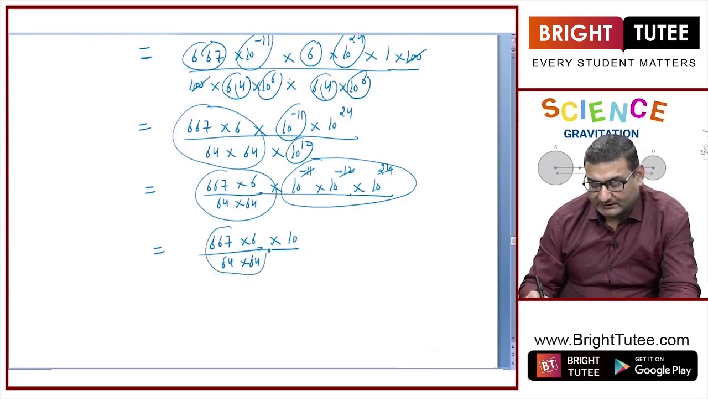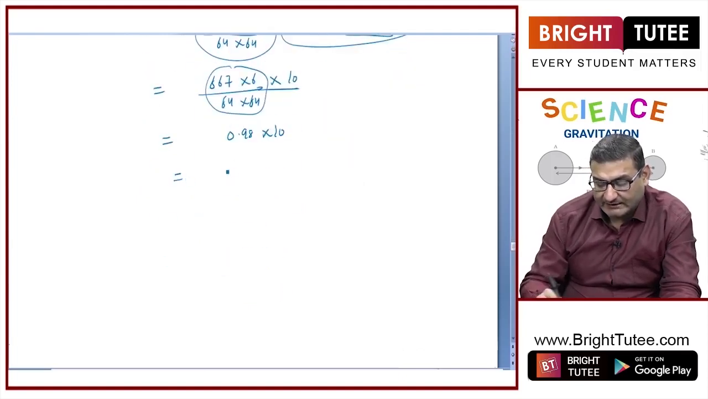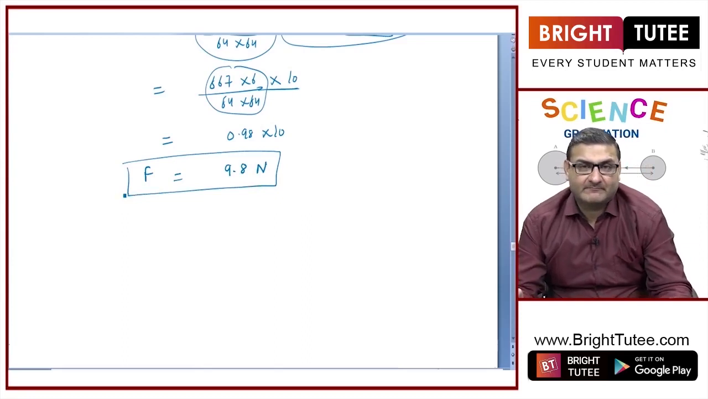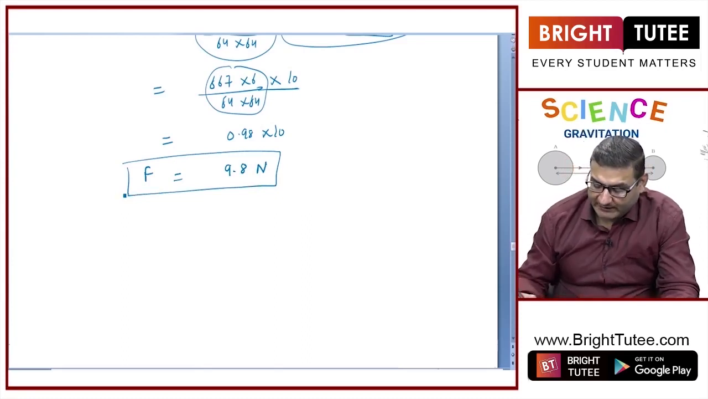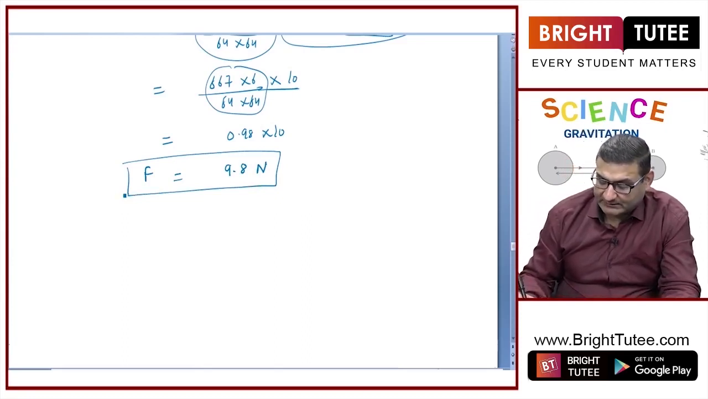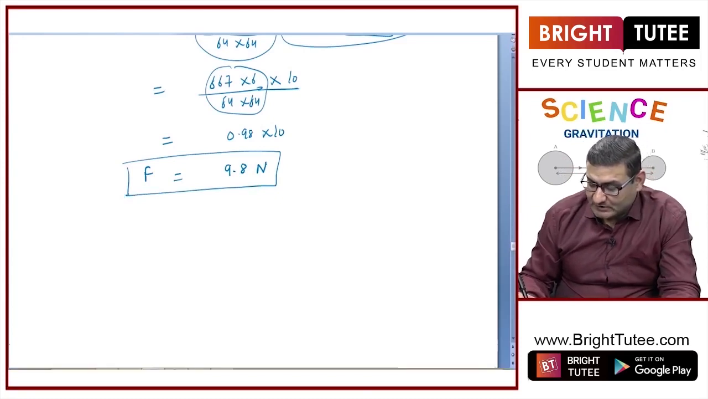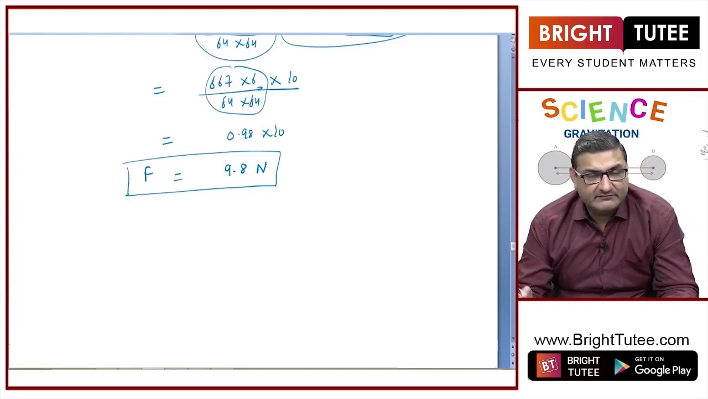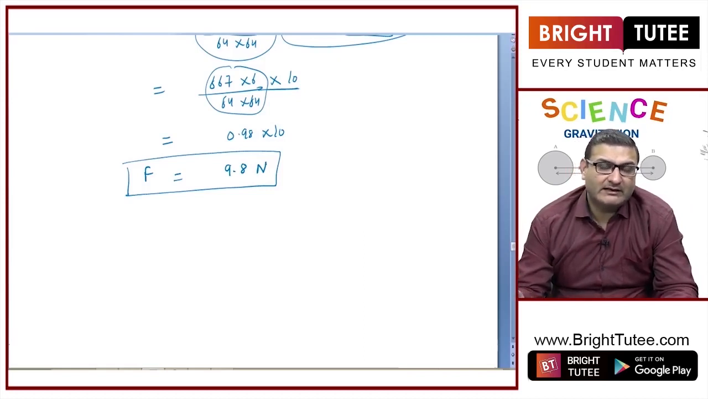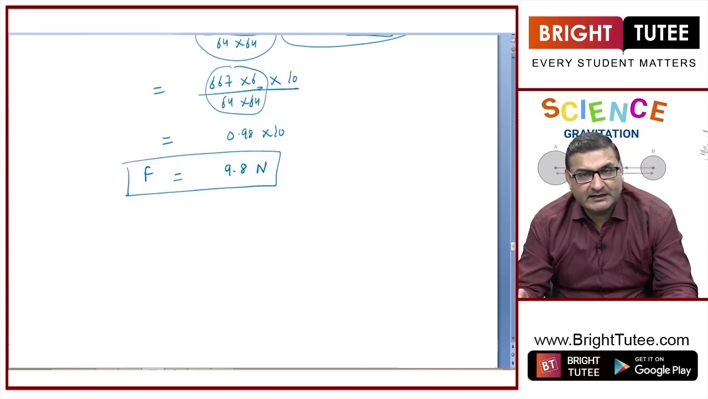Now, we will calculate this part separately, and this will come out to be 0.98 into 10, or I can write this as 9.8 Newton. Why? Because this is the force that I am calculating. So the force will come out to be 9.8 Newtons. This is basically the force which is exerted by earth on a stone or a ball or any object of 1 kilogram mass which is kept on its surface.